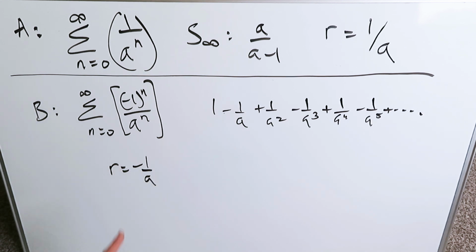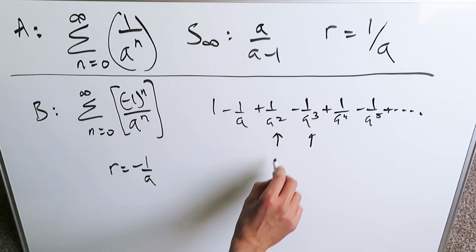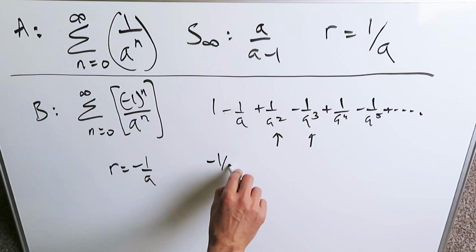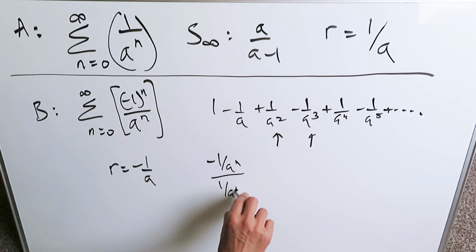And why is that the case? Run everything through what you see over here. Pick a term and pick the term right before. We don't even have to give it exact numerical values. We're looking here at minus 1 over a to the n. And the term before it is a positive, it will be 1 over a to the n minus 1.